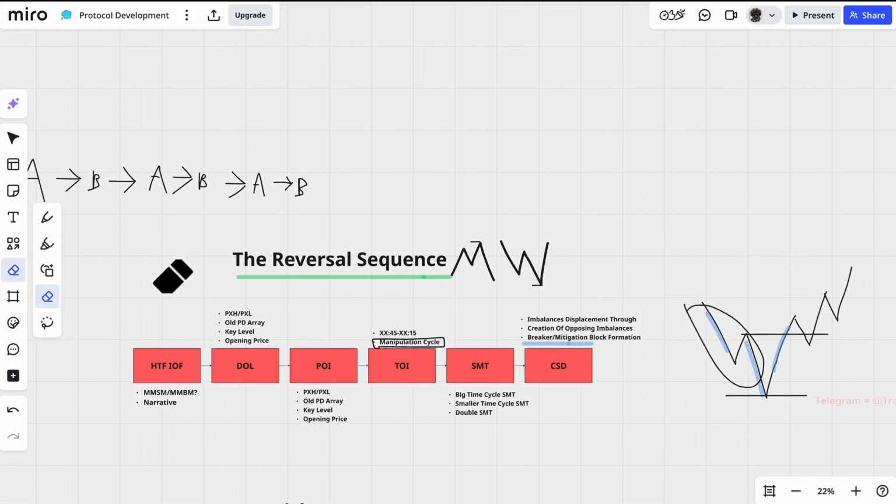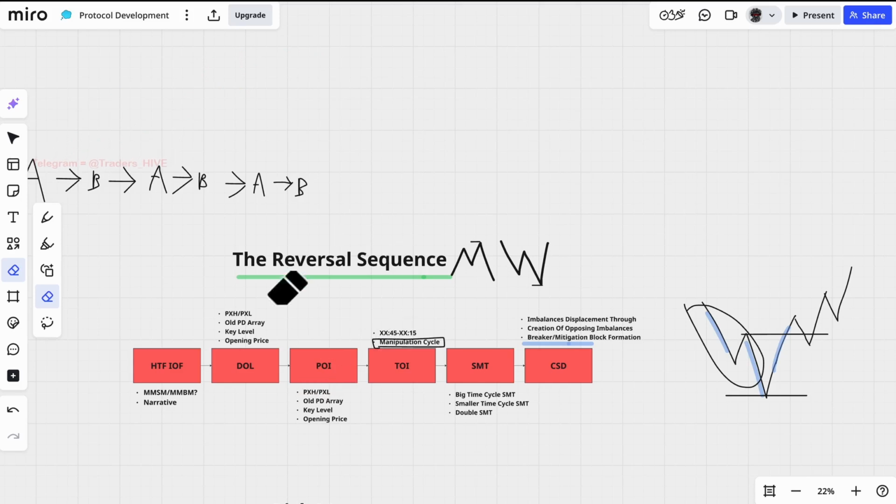Because this is literally the foundation of the protocol as I suggest you begin working with. You can define and remove your own variables if you would like to, for example, only pay attention to PXH and PXL in combination with, for example, PD arrays, or you can be looking at purely breaker and mitigation block formations. You can be purely looking at the macros and you only want to trade those. Doesn't matter. This is the core. And around that core, you'll be able to define your own process, your own protocol.